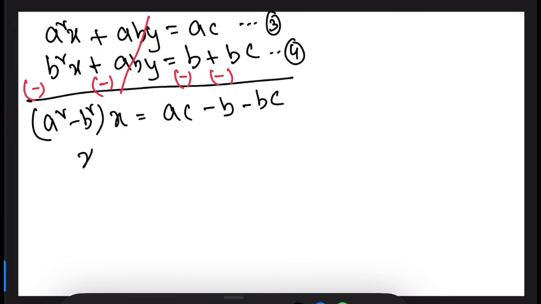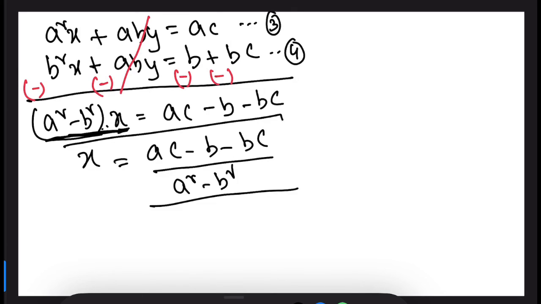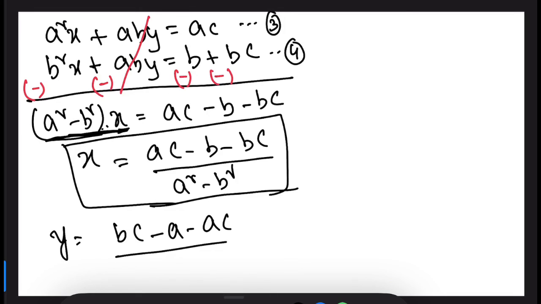So from this we can get the x value: x equals ac minus b minus bc. What is the relation between them? Multiplication. So now no sign is there, means multiplication, so this one will get divided. So a square minus b square, this is our x value. Got it? So this is the x value, and the y value equals what it was, bc instead of ac, bc minus a minus ac upon b square minus a square.